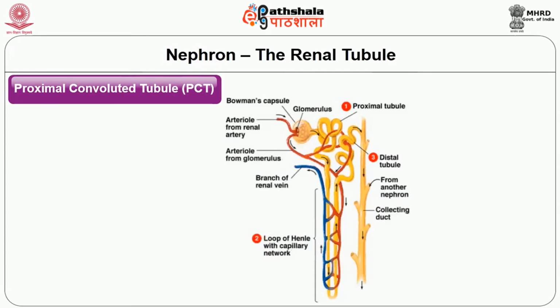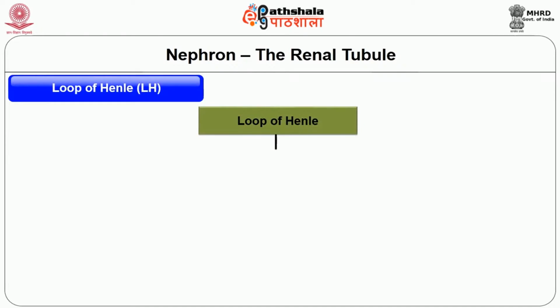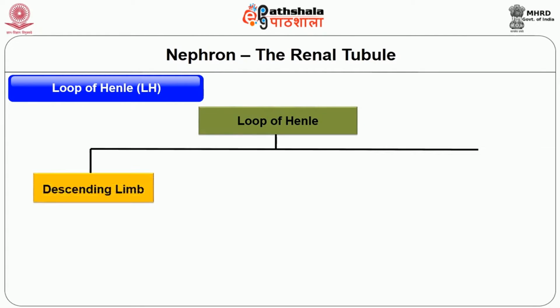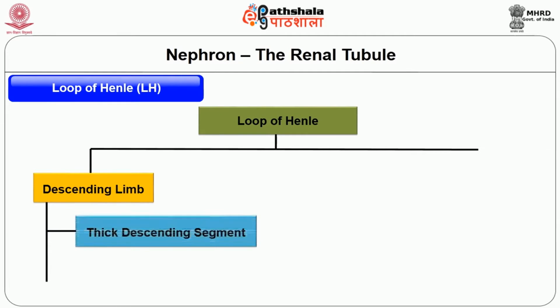The proximal convoluted tubule is the coiled portion of the renal tubule arising from the Bowman's capsule. It is situated in the cortex. It is continued as a descending loop of Henle. It is 14 millimeters long and has a diameter of 55 microns. Next is the loop of Henle. The loop of Henle consists of the descending limb, which has two segments. The first is a thick descending segment of the loop of Henle. It is a direct continuation of the proximal convoluted tubule. It descends down into the medulla and has a length of 6 millimeters and a diameter of 55 microns.